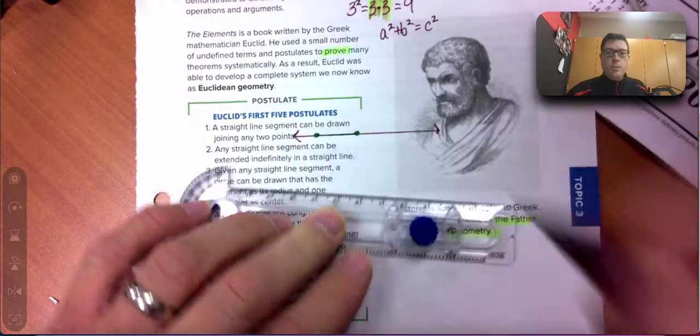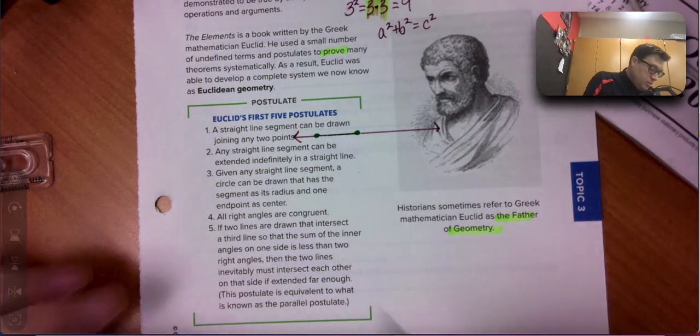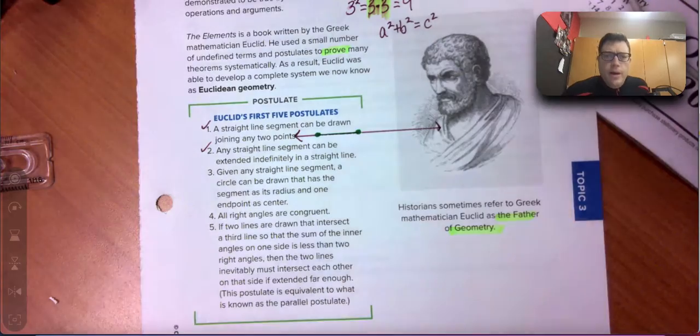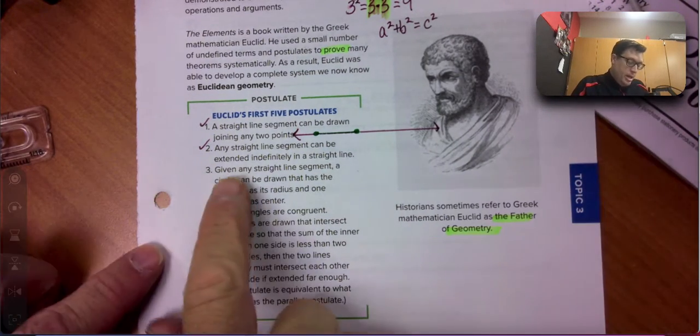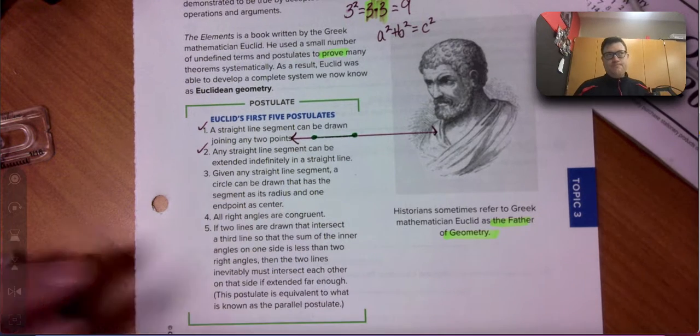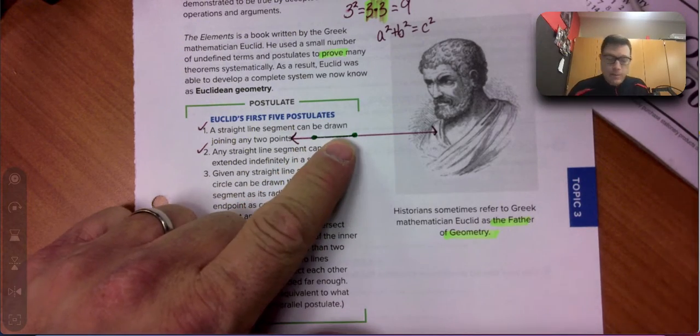All right, there we go. Postulate 2. Take your line segment and extend it. That's checkbox 1, checkbox 2. All right. Given a straight line segment, reading postulate 3, a circle can be drawn. Kind of a weird way of saying it, but it's saying that you can draw a circle because you have a segment.